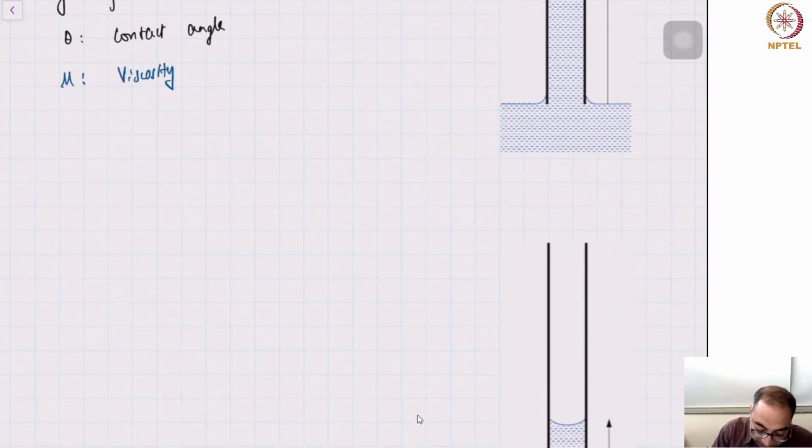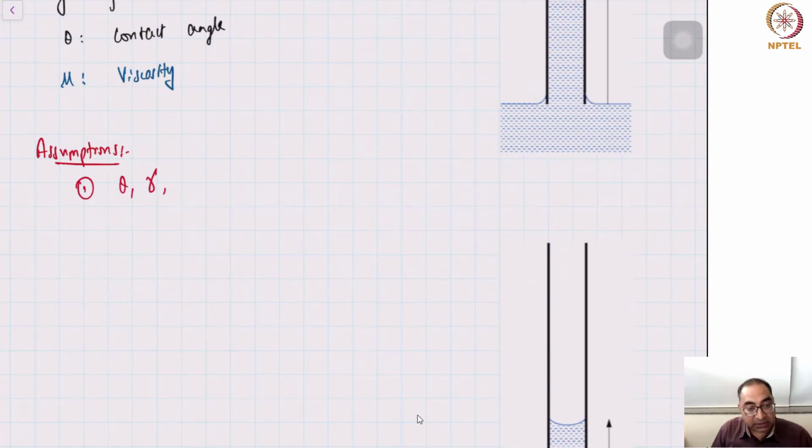So the assumptions that we'll be making are that theta, gamma, which is surface tension, and viscosity are all constant. We are ignoring more complicated aspects such as evaporation.